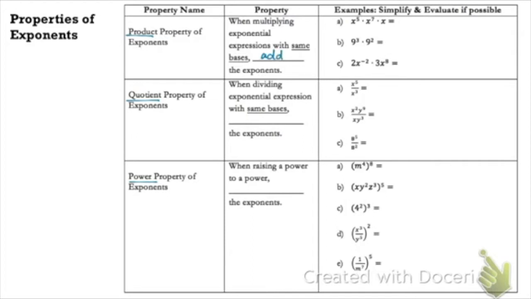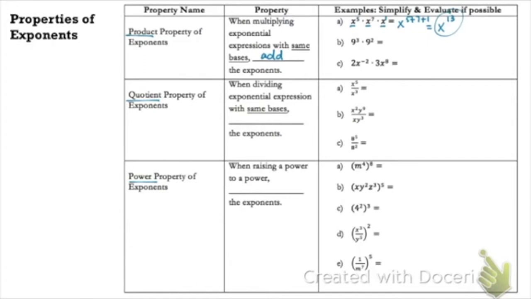Let's look at the examples. On A, notice we have x to the 5th times x to the 7th times x. Now this is just an understood first power, but let's go ahead and write that in. So notice the bases are the same. In that case, we can simply add the exponents, x to the 5 plus 7 plus 1. So what we'll have total here is x to the 13th power, or x multiplied together 13 times. And that's all we can do, so we've simplified. We can't evaluate. We don't know what x is, the actual number, to raise it to the 13th power and get a number answer. So we just simplify it here.